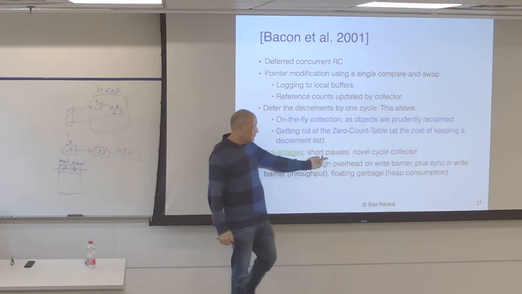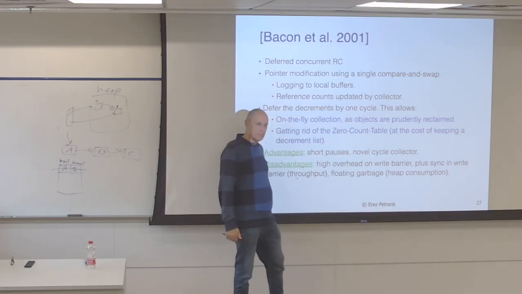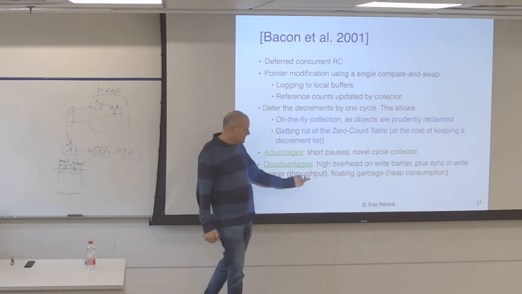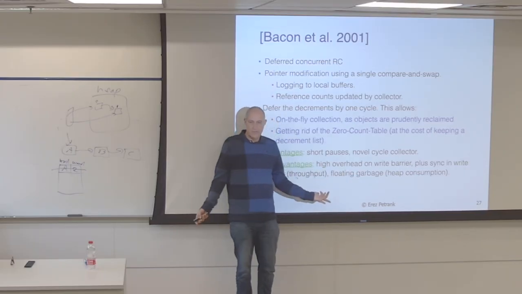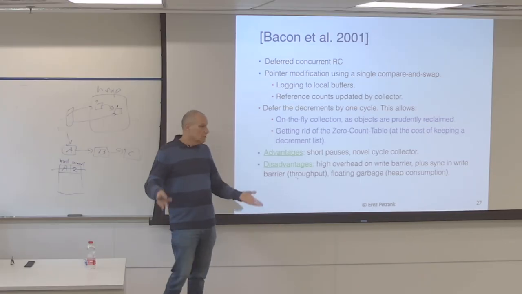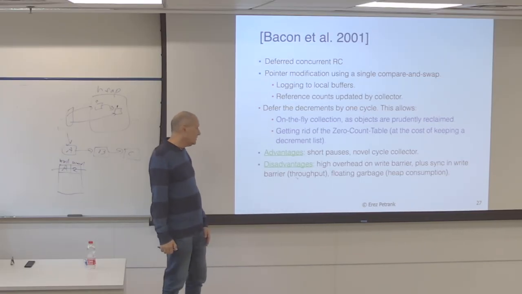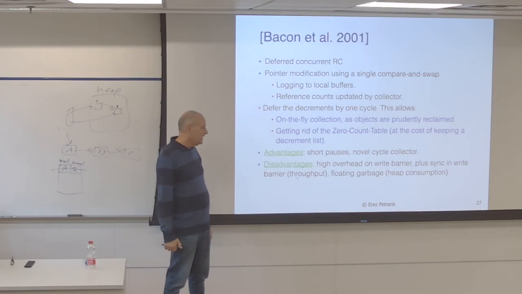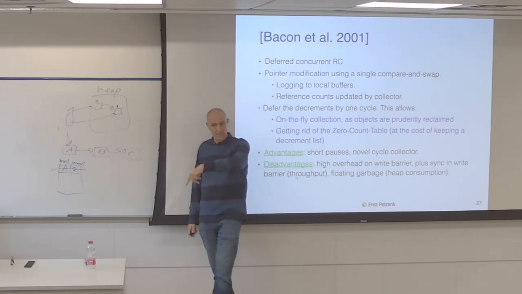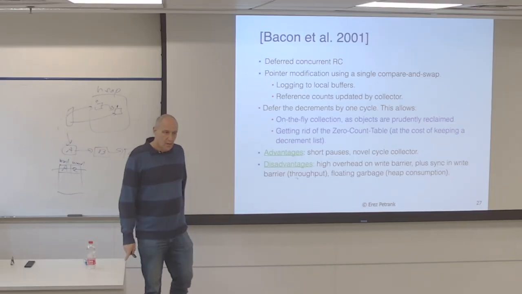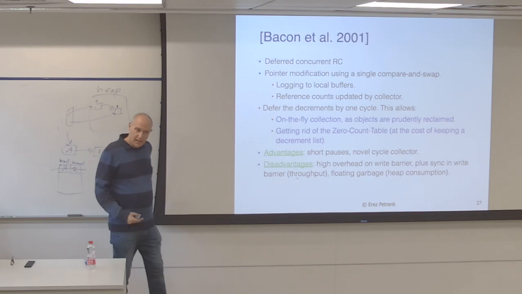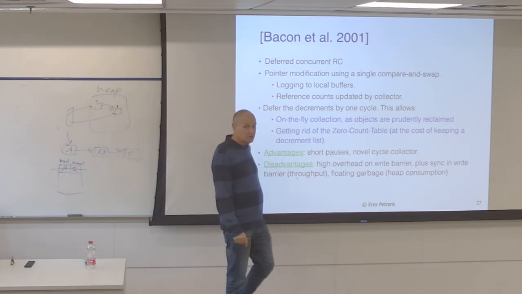They got very short pauses. They also suggested the cycle collector, which we'll talk about next week. The problem is still they had this write barrier with high overhead. For each pointer update, I need to do 2 changes of the reference count. And they had a lot of floating garbage because they waited with the decrements to the next collection. And so this was the state at 2001, and it was not good.